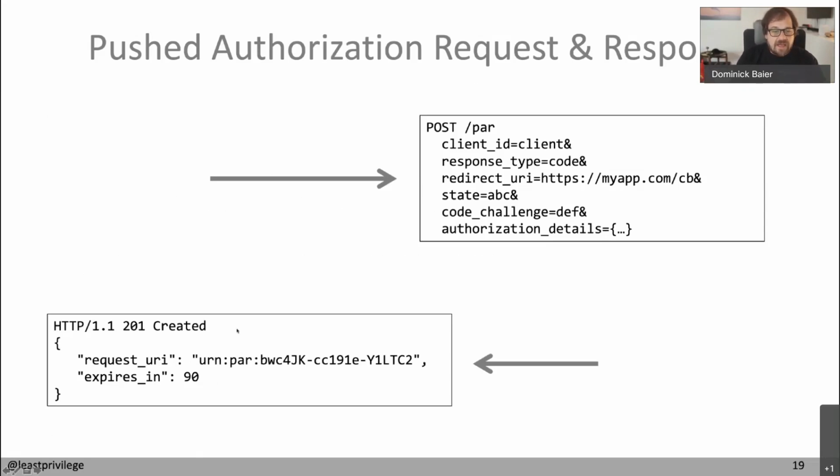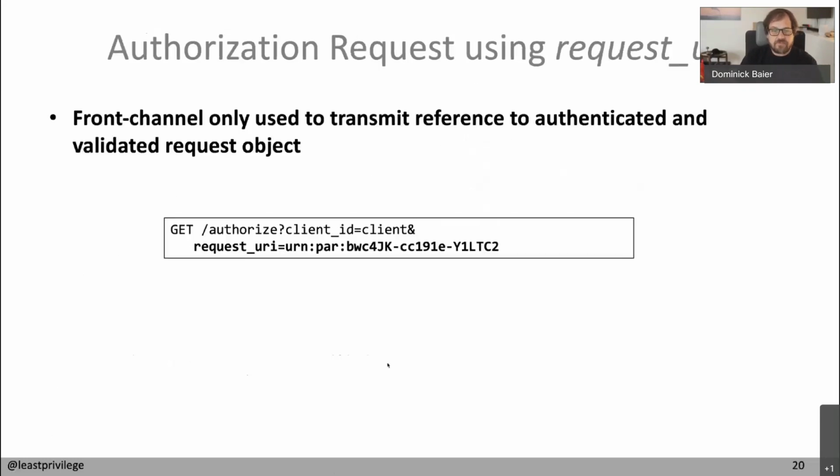And then when the client has this thing back, all the client needs to transmit over the front channel is pretty much only the client ID and this new parameter called request URI, which then points to this previously pushed authorization parameters. And that's pretty neat, I think, right? Because that makes the URL super short. There's nothing anymore that can be manipulated. This is a random thing with a lot of entropy that no one can play around with. And that is probably even easier to implement than creating the JSON web token on the client side.